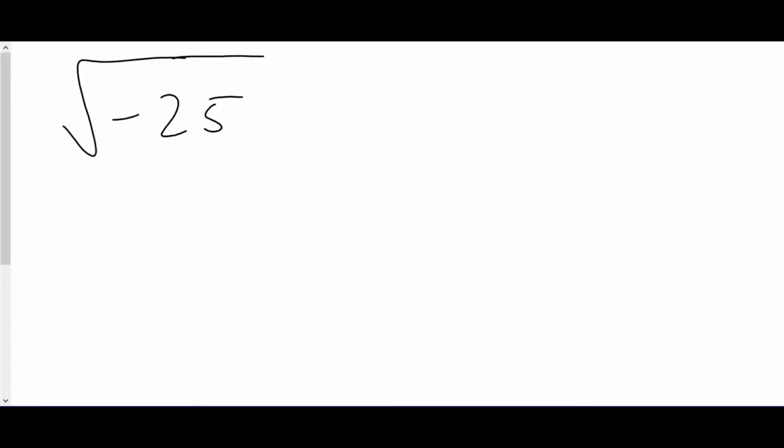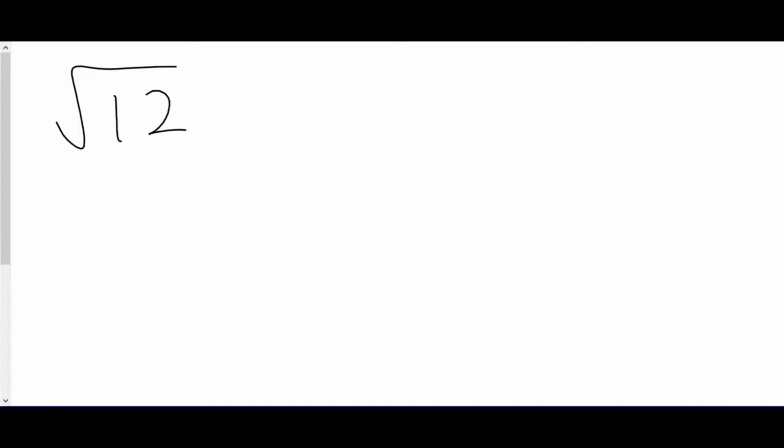Square root of negative 25. So that's asking me what number times itself would be negative 25. Hope you remembered that we just said you can't take the square root of a negative number. So this doesn't have a real solution. So you can either write no real solution, or you can write undefined. And we will accept either. But it's not going to be 5 because 5 times 5 is positive 25. And it can't be a negative 5 either because a negative 5 times a negative 5 is still a positive 25. So no real solution.